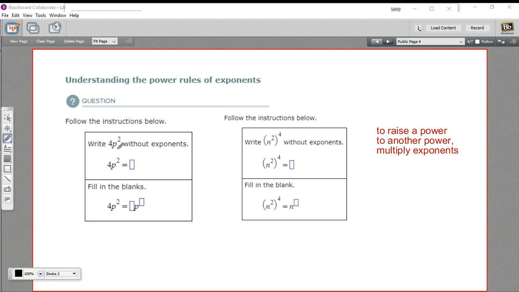Well, this is 4 times p multiplied by itself 2 times. This 2 exponent means multiply p by itself 2 times. So I could write it like this, 4 times p times p. That would be a way to write that without exponents.